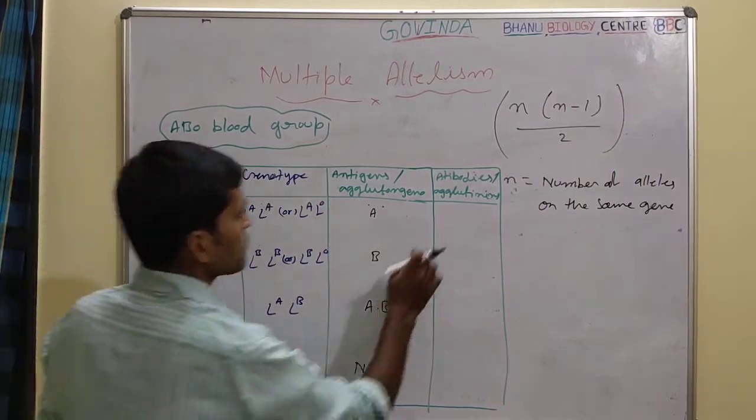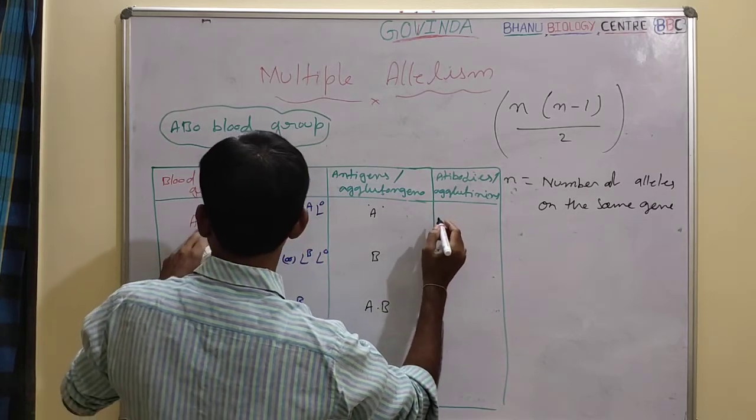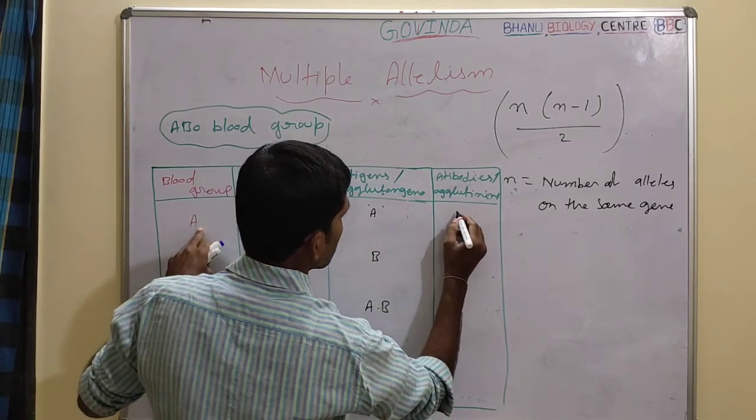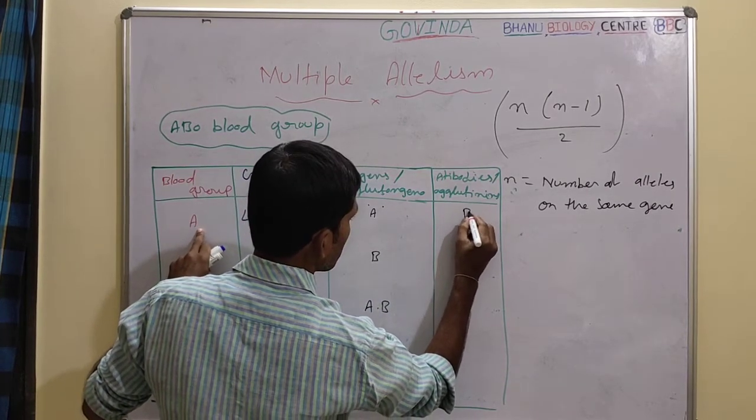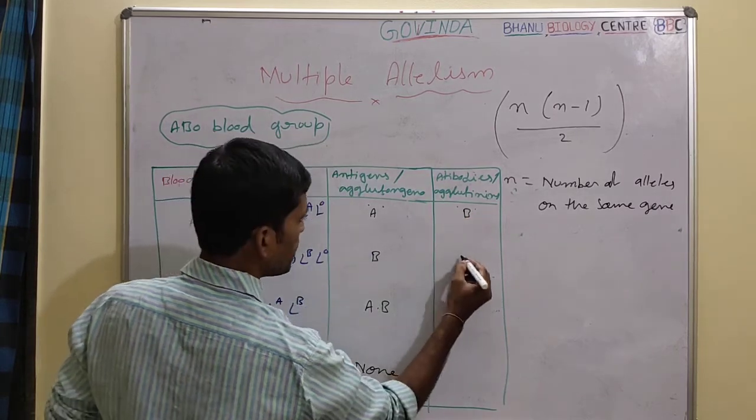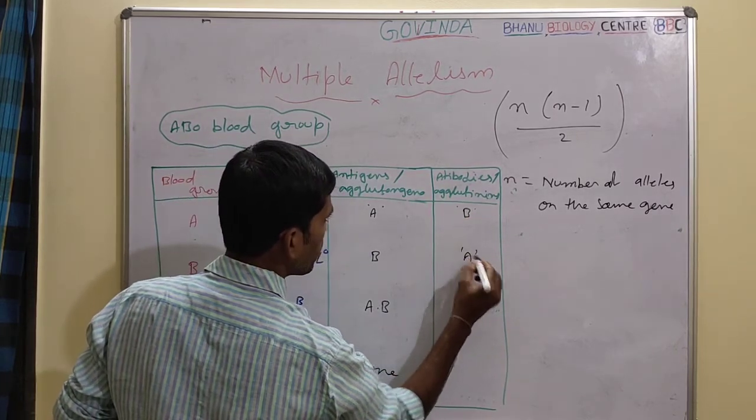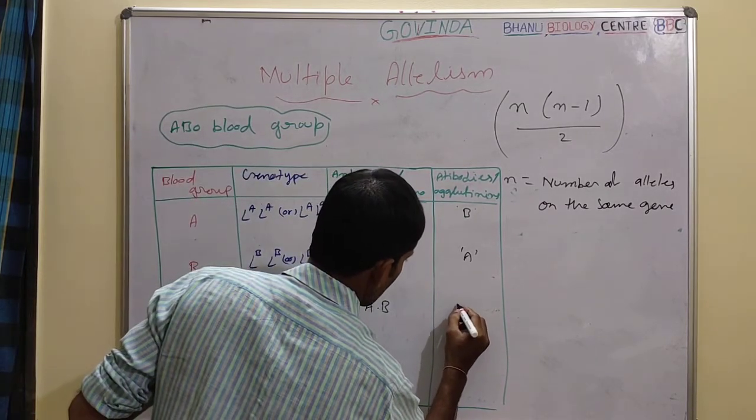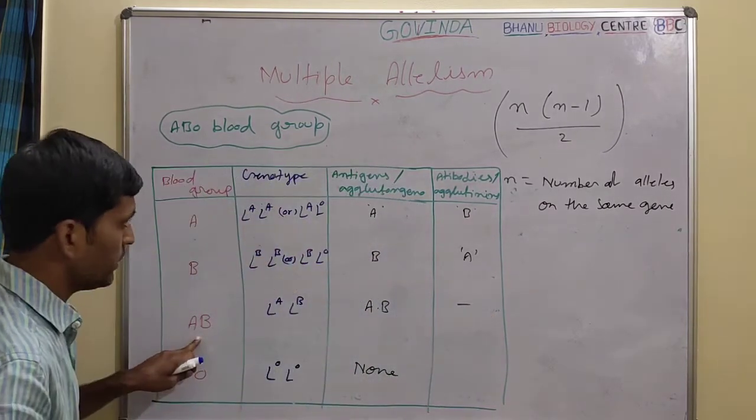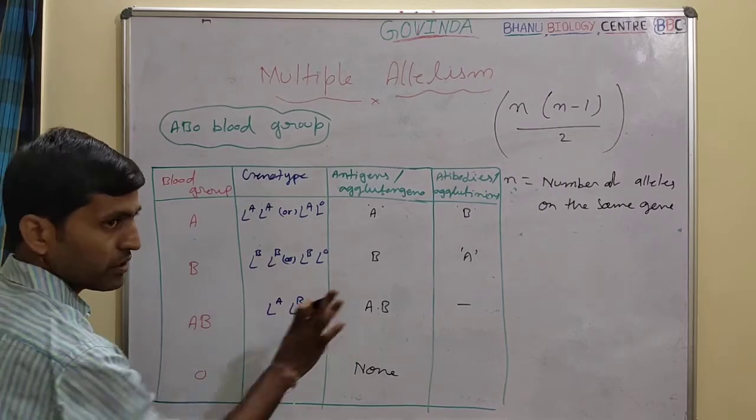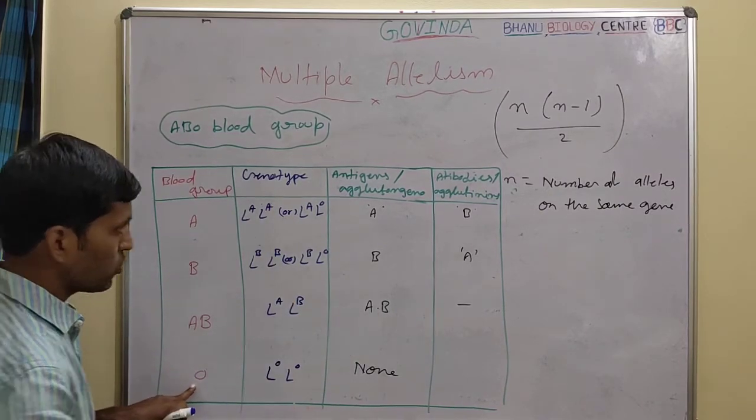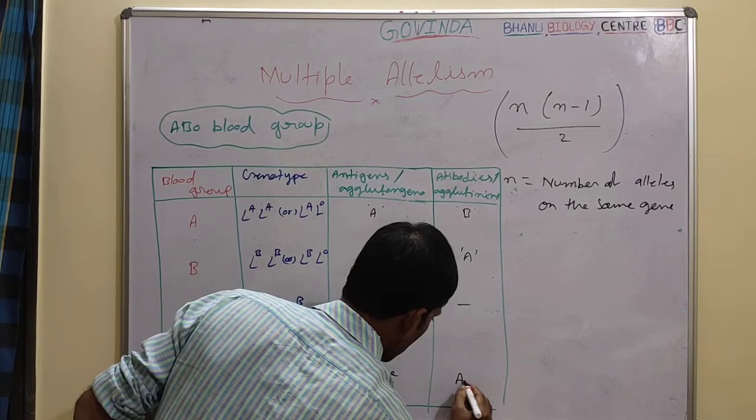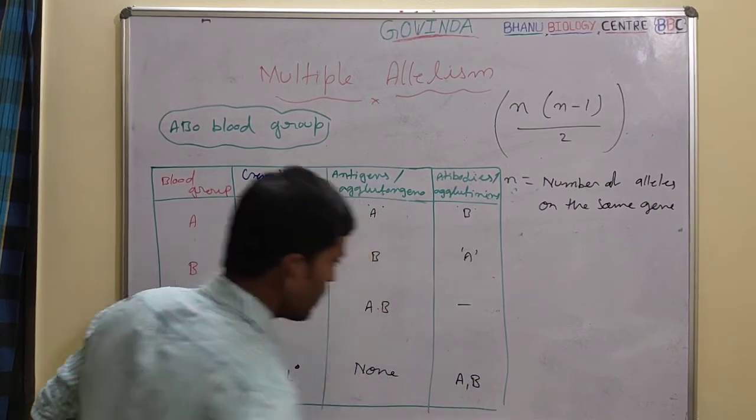Next, the antibodies, or agglutinins. In blood group A, antibody B is present. In B, antibody A is present. In AB, antibodies are absent, only antigens are present. In blood group O, both A and B antibodies are present.